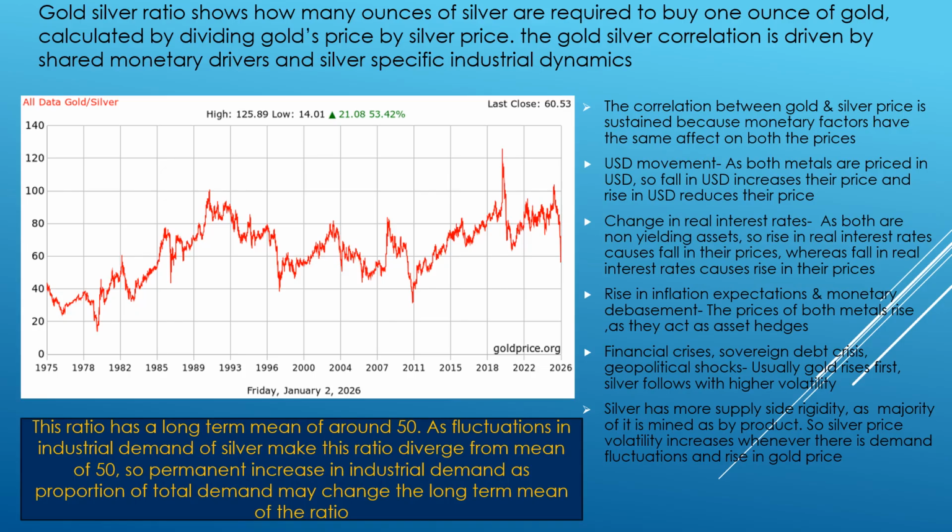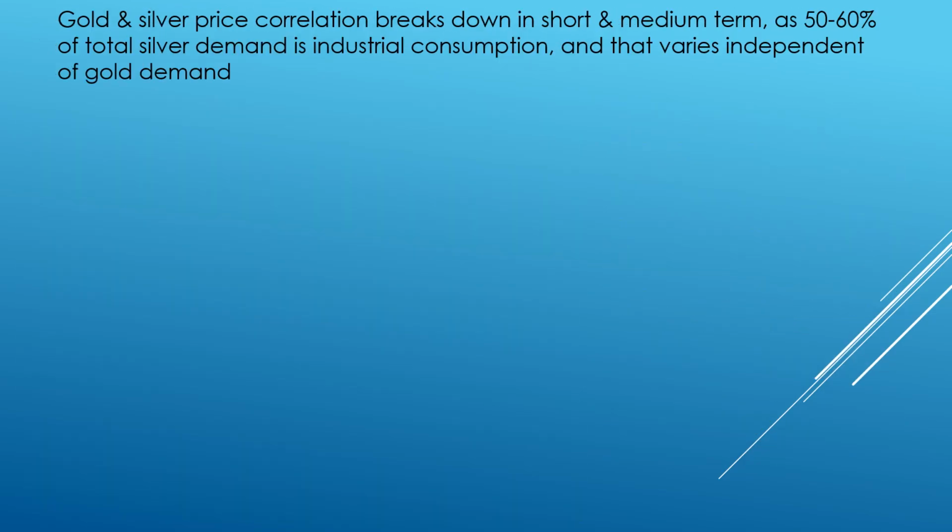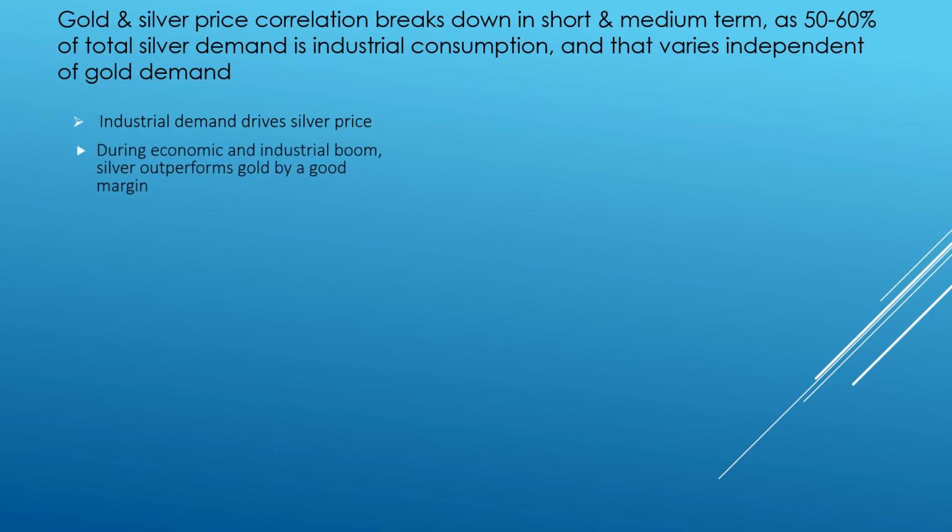The ratio has a long-term mean of around 50. As fluctuations in the industrial demand of silver make this ratio diverge from the mean of 50, a permanent increase in industrial demand as proportion of total demand may change the long-term mean of the ratio. Gold and silver price correlation breaks down in the short and medium term, as 50 to 60% of total silver demand is industrial consumption, and that varies independent of gold demand. Industrial demand drives silver price. During economic and industrial boom, the silver outperforms gold by a good margin.